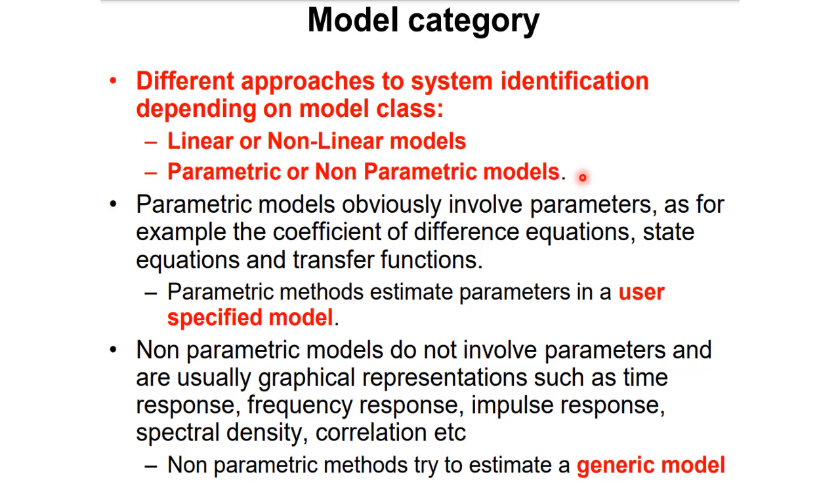So what are parametric or non-parametric models? Parametric models involve parameters, for example the coefficients of different equations, the state equations, and the transfer functions. So parametric methods estimate parameters in a user-specified model. While non-parametric models do not involve any parameters, and are usually graphical representations, such as time response, frequency response, impulse response, and correlation, etc. So non-parametric methods try to estimate a generic model. That is the difference between parametric and non-parametric models. So the approach of system identification you want to use depends on the model class, either linear or non-linear, either parametric or non-parametric.